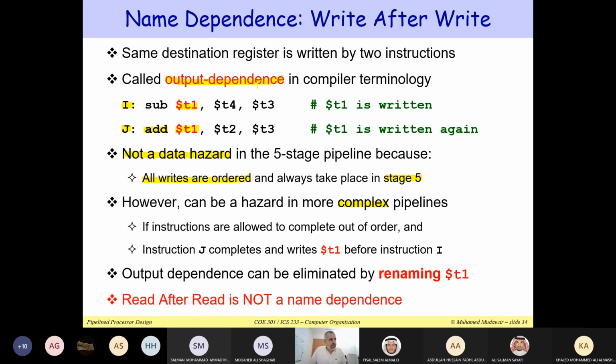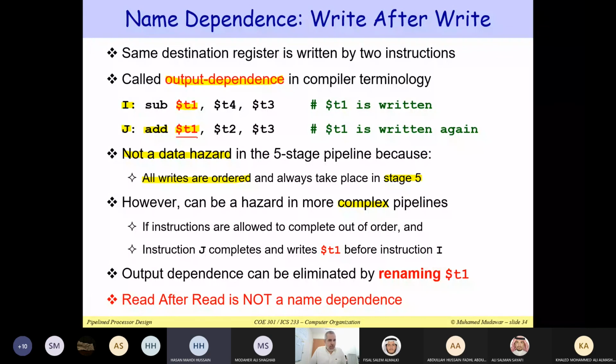Can we eliminate the output dependence? Can this be eliminated? What do you mean eliminated? Can we remove this name dependence? Can we eliminate this write after write? We change the name of the register.